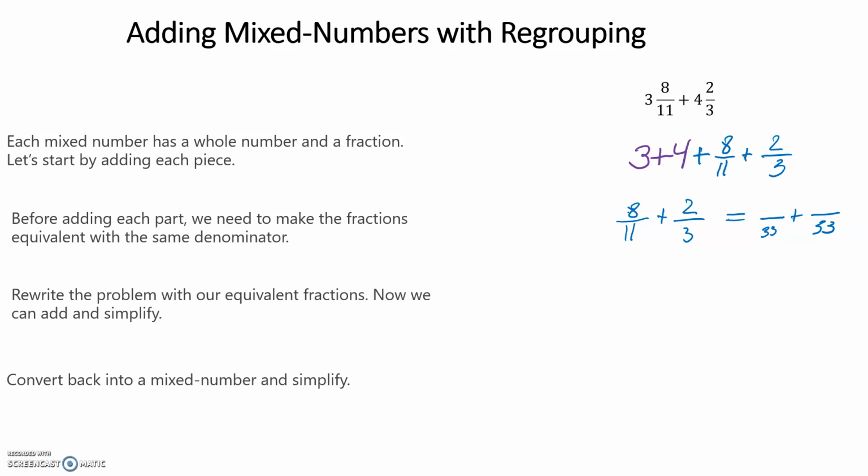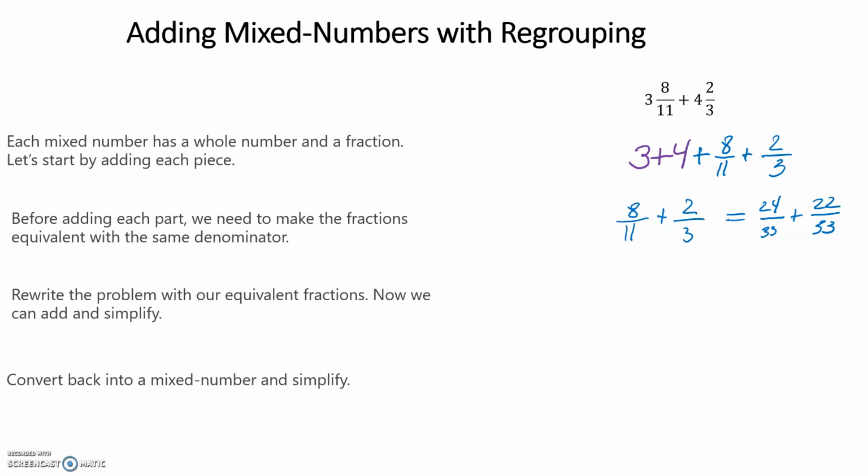All right, now I have to get those denominators the same. I have to change the numerator by the same amount, otherwise if I put 8/33s there, that's not the same thing as 8/11s. I multiplied 11 times 3 to get 33, so I'm going to multiply 8 times 3 and I get 24. And 3 times 11 is 33, so 11 times 2 is 22.